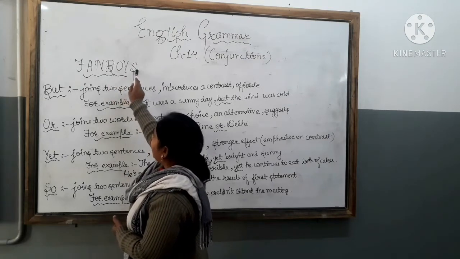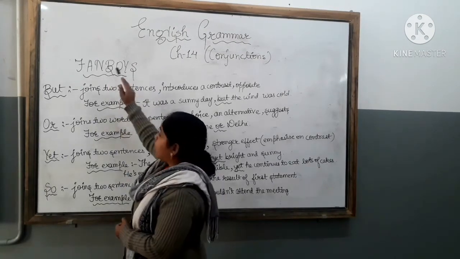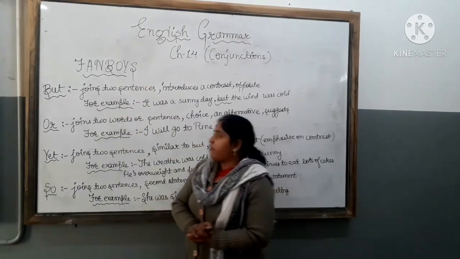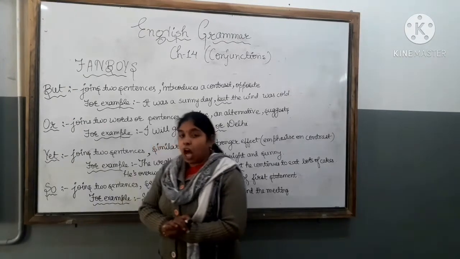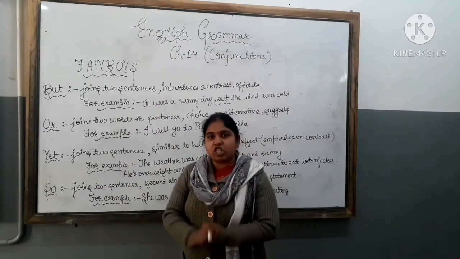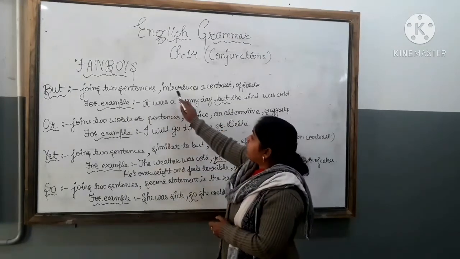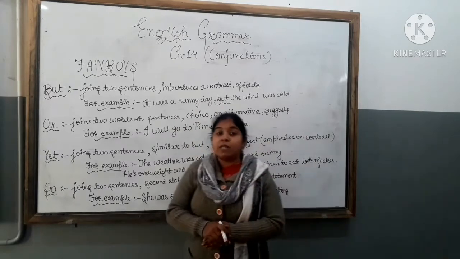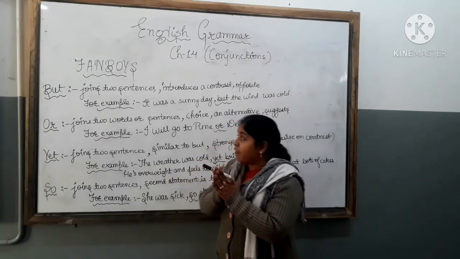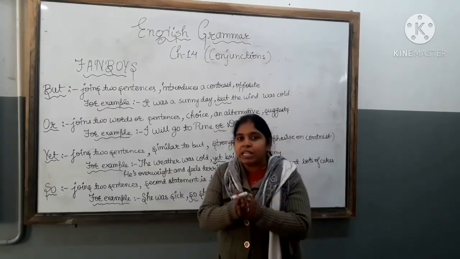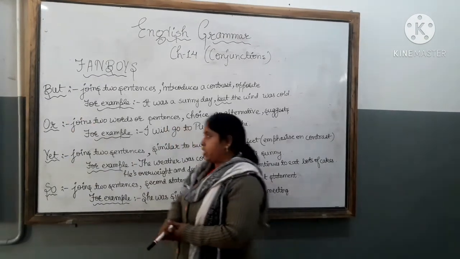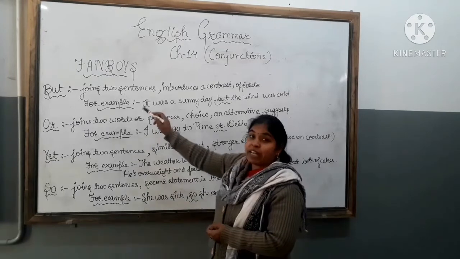BOYS, B-O-Y-S, where B is but, O is or, Y is yet, and S is so. So our first conjunction is but. Now we use but to join two sentences. But is a conjunction, so it introduces a contrast. Contrast means two things which are opposite. So when we have to make a sentence about opposite things, opposite sentences, that time we use this but conjunction.